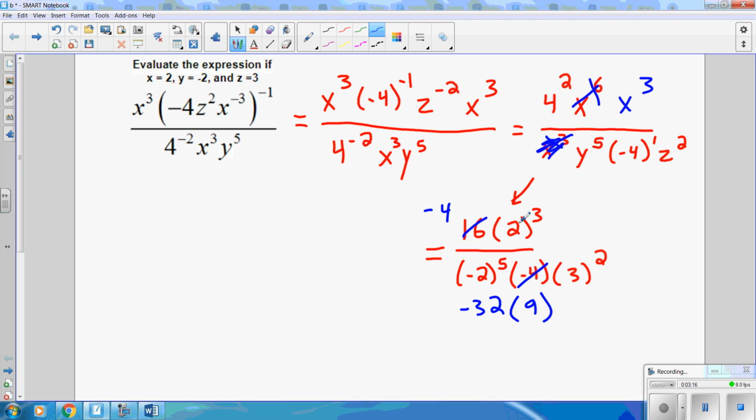And then here we have 2 to the third power, which is 2 times 2 times 2, and that gives us 8. So right now we have negative 4 times 8 on top over negative 32 times 9 on bottom. And then with the negative 4 times 8, that's actually negative 32. So we can cancel that out with this negative 32, and we're left with 1 over 9 as our answer.